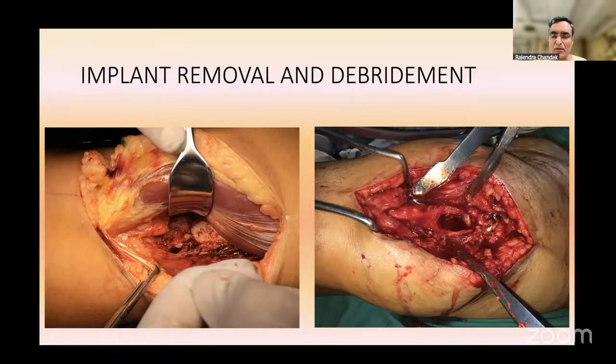I don't know why. Tibia takes more time. Femur also you can control better. Forearm has very good soft tissue, basically. So basically good muscle cover is there. So the infection gets controlled.